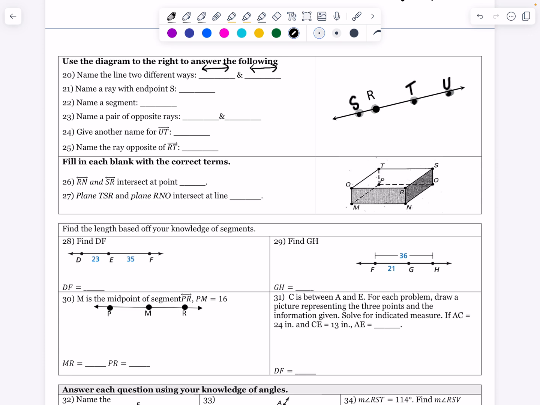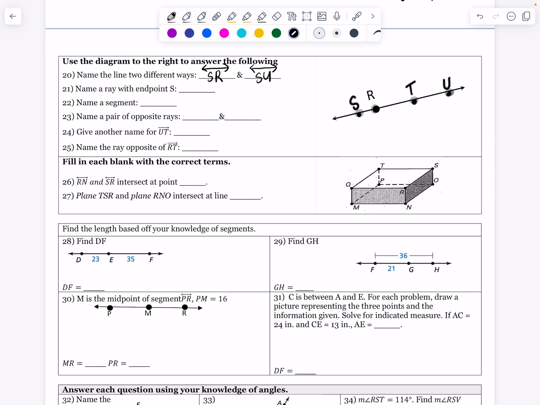There's no italicized lowercase letter here, so I can't use the lazy way. I can't just say line lowercase m. They don't have it there, so I'm not going to use it. I'm going to have to go based on what's in the picture. So of these four, I'm going to use any combination of two letters, any 2 points in the line in whatever order. So like SR would work. SU would work.